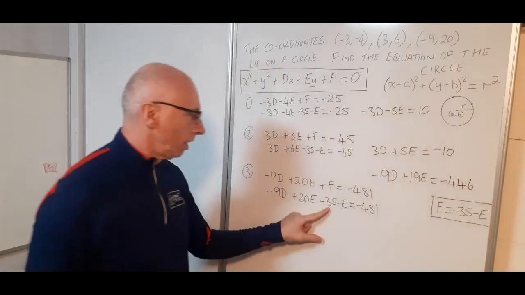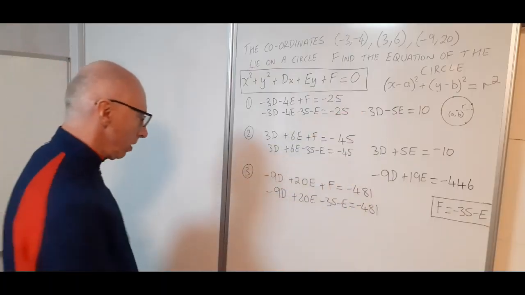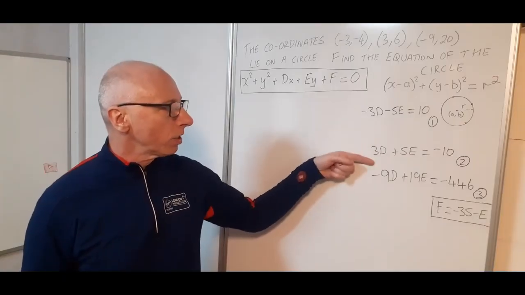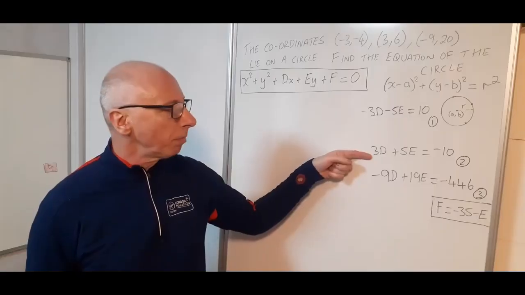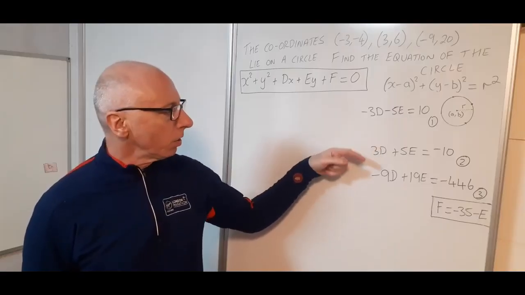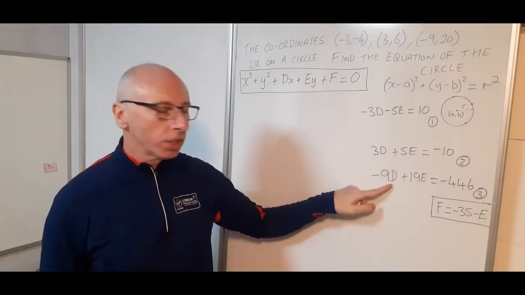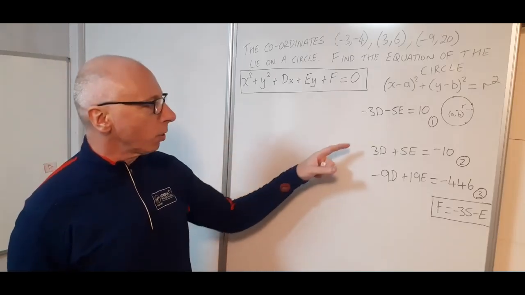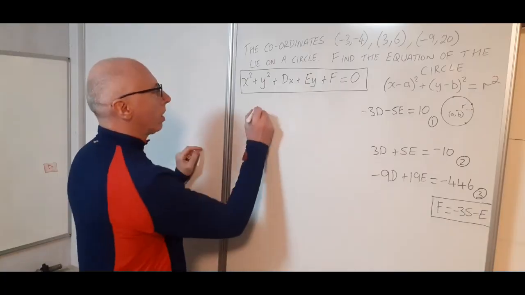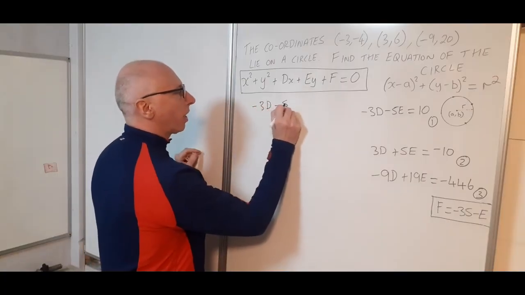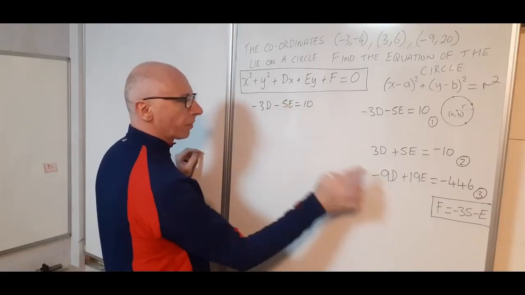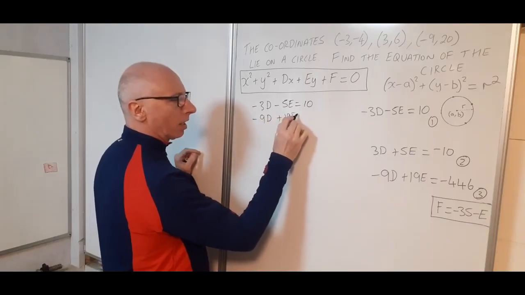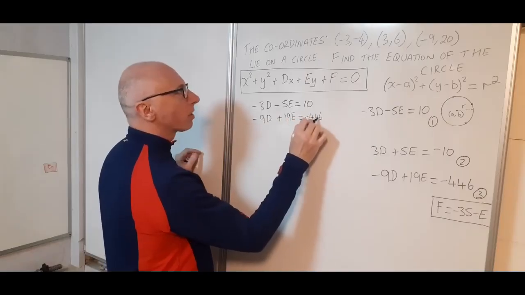Okay, right. Let's take these off the board and let's work with these. Let's look at what we've got here. Well, these two equations look like the same equations, just multiplied by minus 1. So what I'm going to do now is combine this equation with this equation and see if I can get my d and my e extracted from that by using simultaneous equations, two variables, two unknowns. So minus 3d minus 5e equals 10. This one, minus 9d plus 19e equals minus 446.